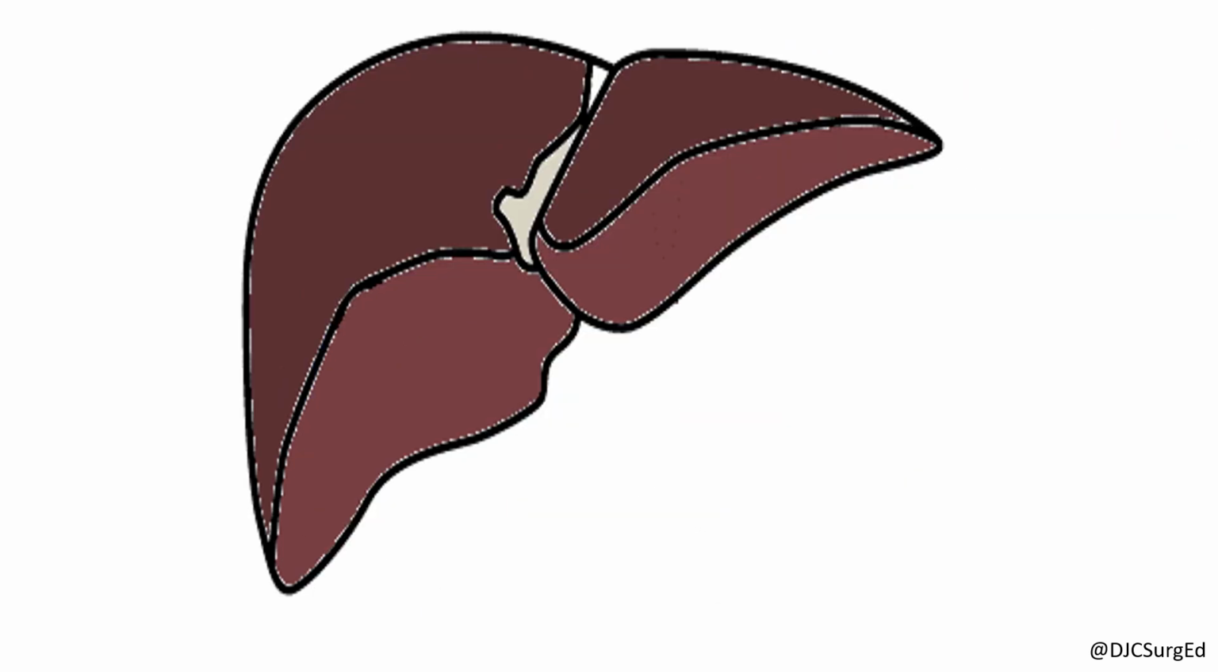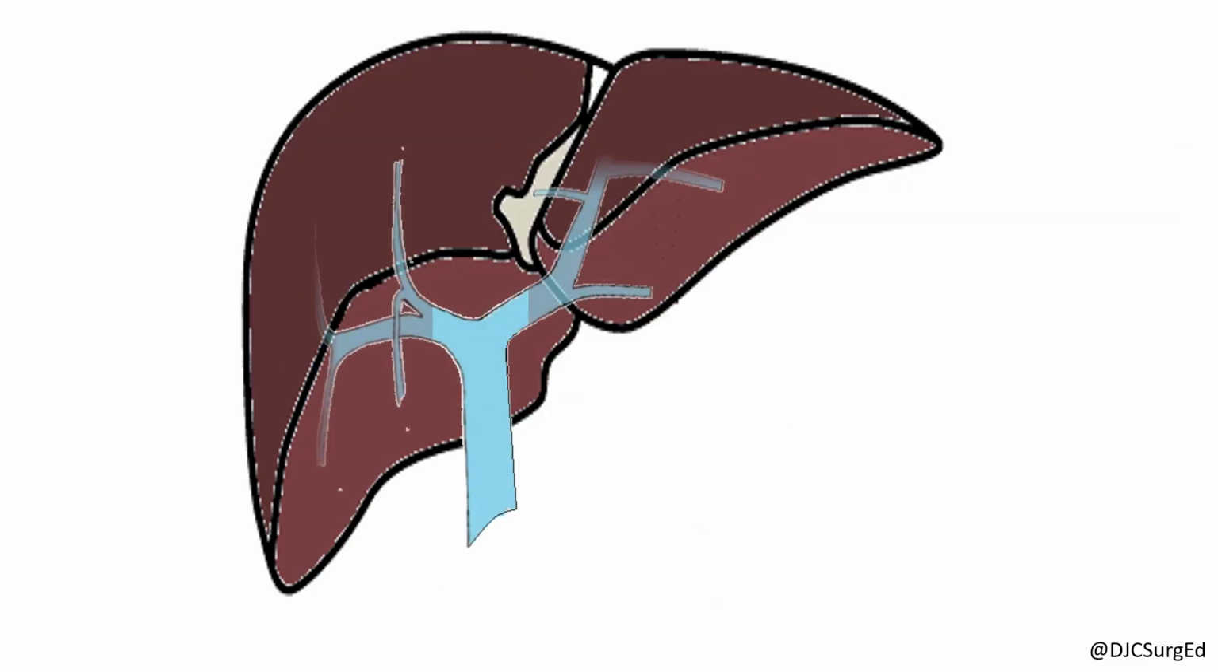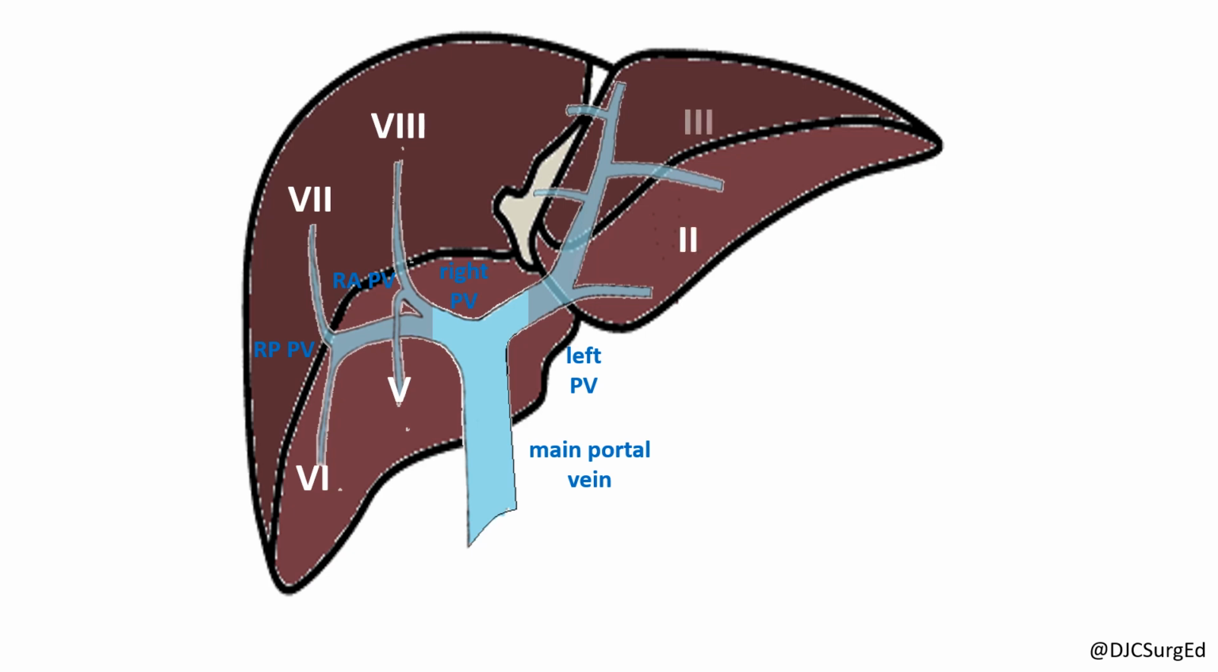The portal vein provides 75% of hepatic blood inflow and carries poorly oxygenated blood. The main portal vein splits into a right portal vein, which further divides into a right anterior and posterior pedicle, and a left portal vein, which gives off branches to segments 2, 3, and recurrent branches to segment 4.